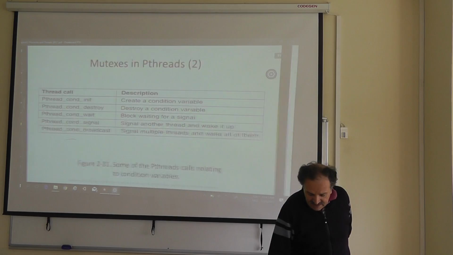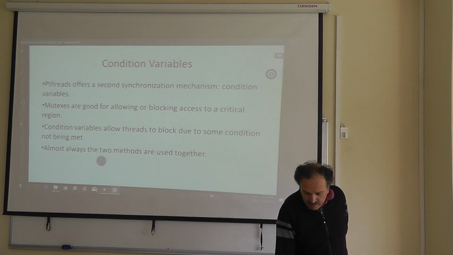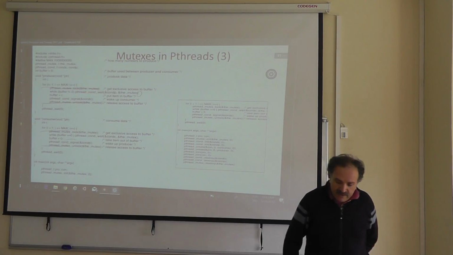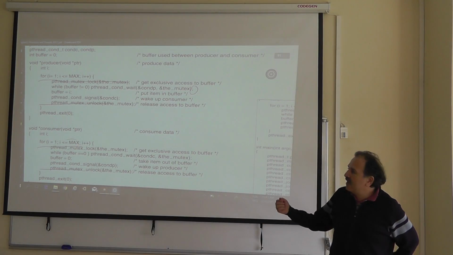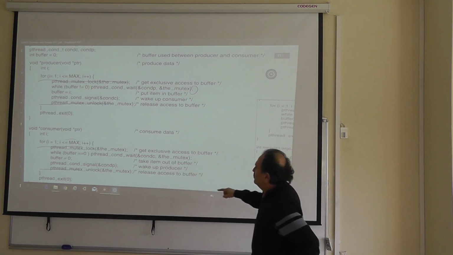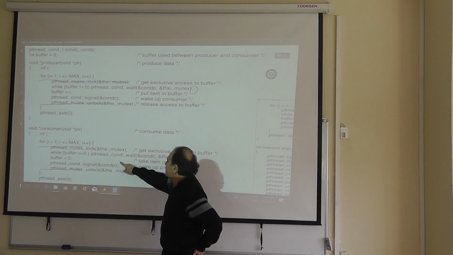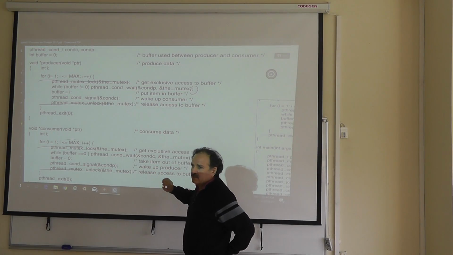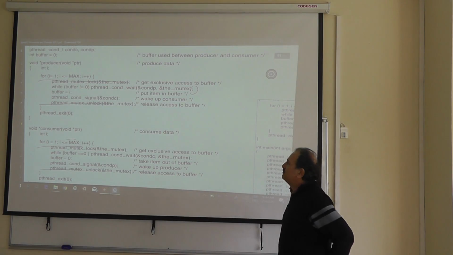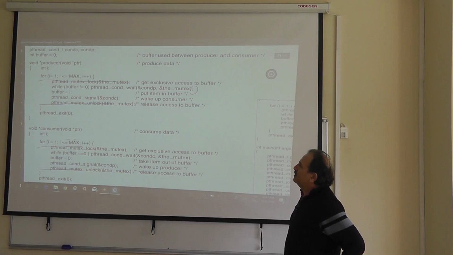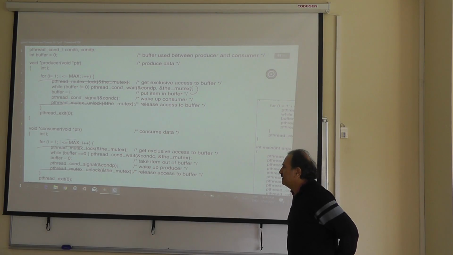Remember what it said? It said that almost always the two methods are used together, and that's the question. Why almost always? When I removed the signal part, when I removed the weight and the signal part, we saw the problem, right? I can overwrite the same buffer over and over again if I am the producer and the consumer is too slow. Then that's the problem. Then I need to use this signal and weight part.